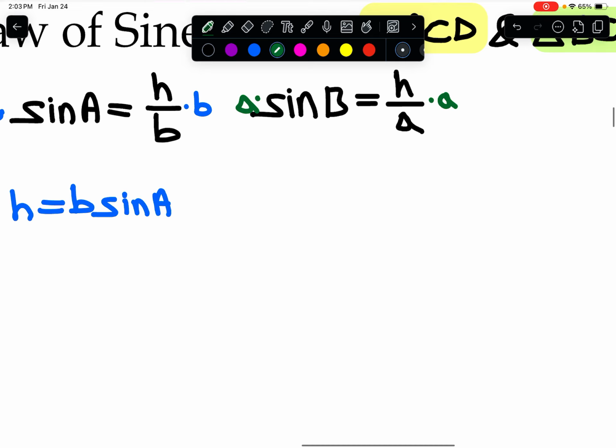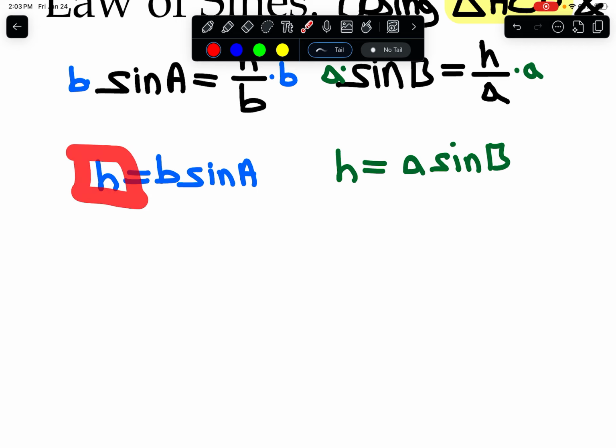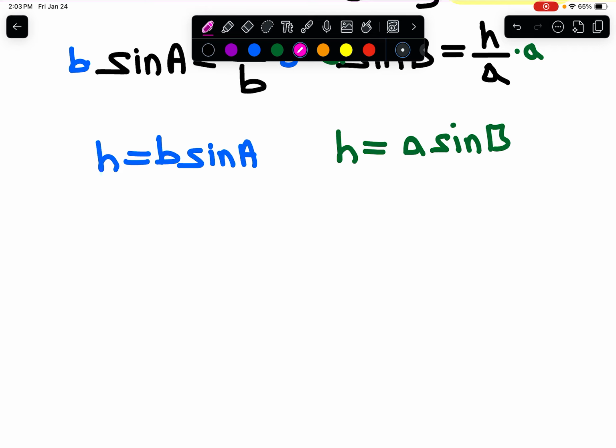So then I will have H is equal to A sine B. And then notice how we have two H values. Well, they both represent the height, so these values are going to be equal. So I'm going to actually set both of these values equal to each other. So B sine of A is going to equal A sine of B.